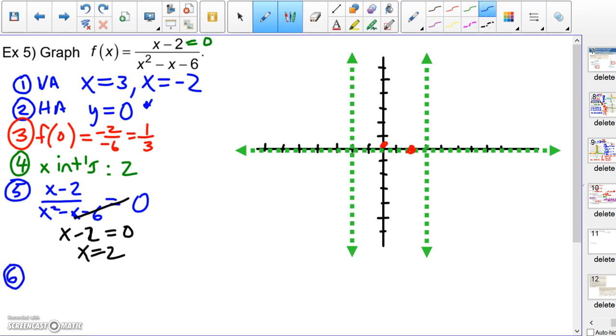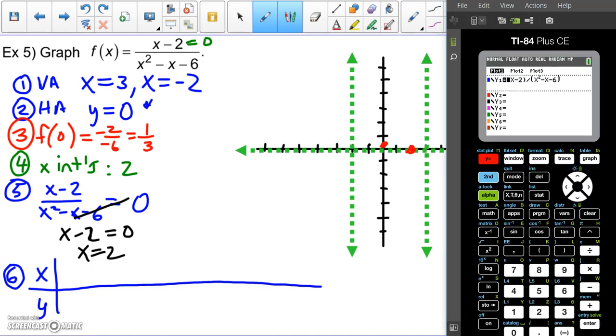Step 6 is just find some more points. So we need to plug some points in here. I'm running out of room, so maybe I will do my table going sideways. And here's where those of you with a graphing calculator have a huge advantage. If you enter the function on your calculator, make sure you put parentheses around the numerator and denominator. First of all, you can see what the graph looks like. You can kind of see where the vertical asymptotes and the horizontal asymptote would be.